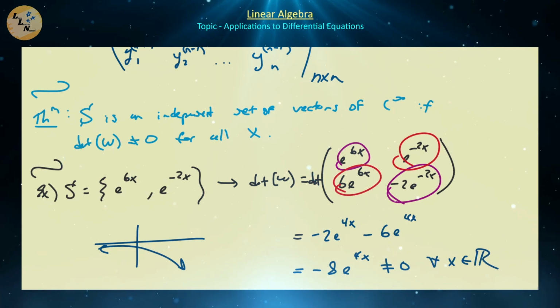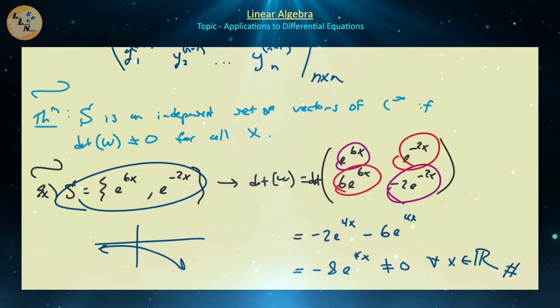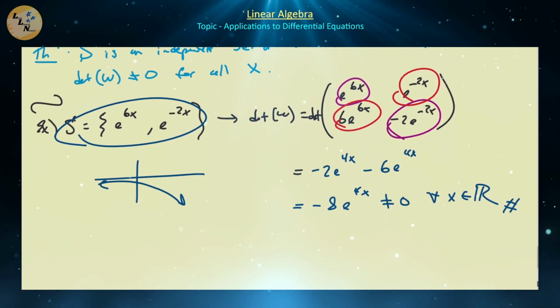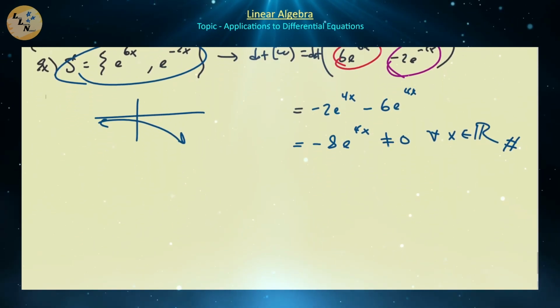Right? So since that is the case, that means we have that S is an independent set of vectors of C infinity. So with that in mind, now we can say that the original general solution is, in particular, the solution to that differential equation for that space. And let's formally state that here. So let's give a theoretical perspective.